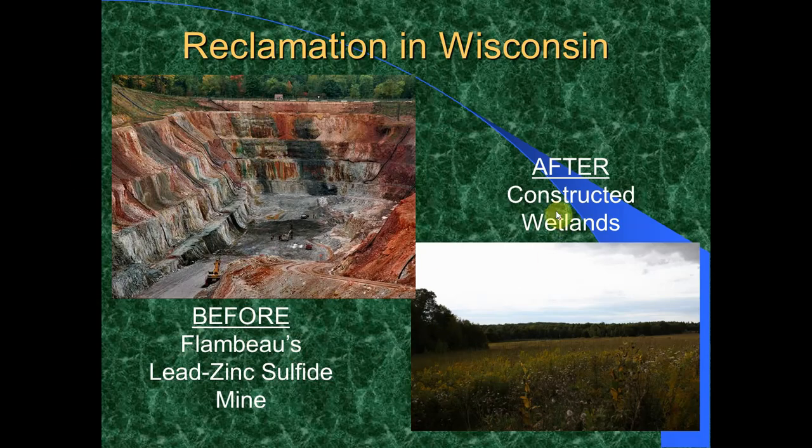They decided to make one of these constructed wetlands. So they filled it in, and they planted certain species of plants that could absorb lead and zinc heavy metals and still be okay. Now notice, if you take a look at this after picture, can you tell that there was even a mine there to begin with? No, no, no. That's the purpose of reclamation, ladies and gentlemen.